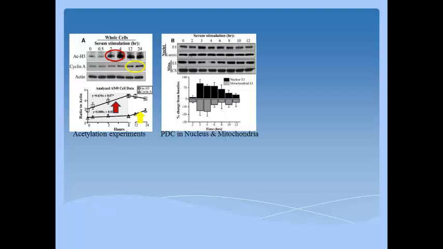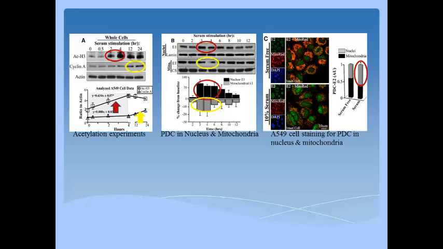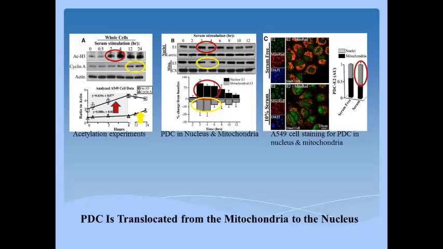Authors synchronize cells to the G1 phase by serum starvation for 24 hours and then introduced serum. They saw increased histone acetylation levels first, followed by cyclin A. They also found increase in nuclear PDC levels during cell cycle progression associated with a parallel decrease in mitochondrial PDC levels. Similar results are also seen in translocation experiments. So PDC translocates from mitochondria to nucleus.